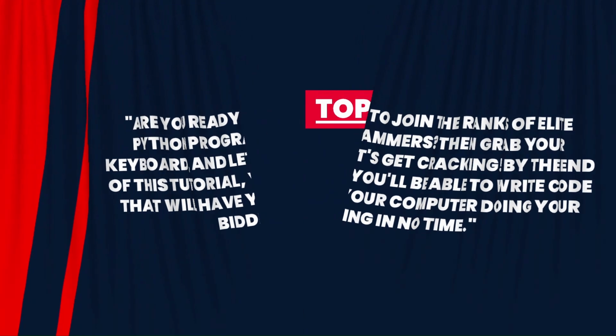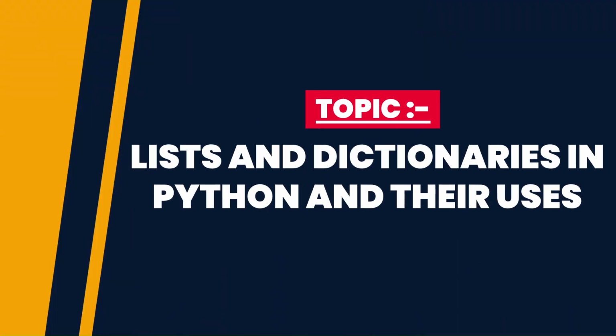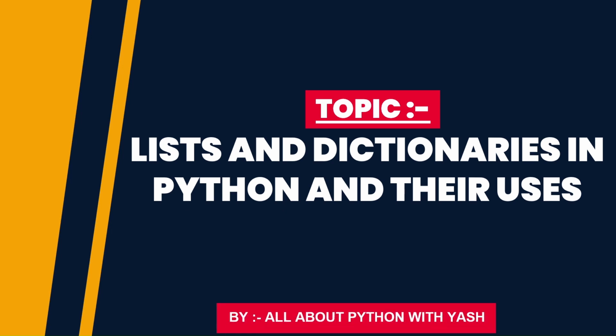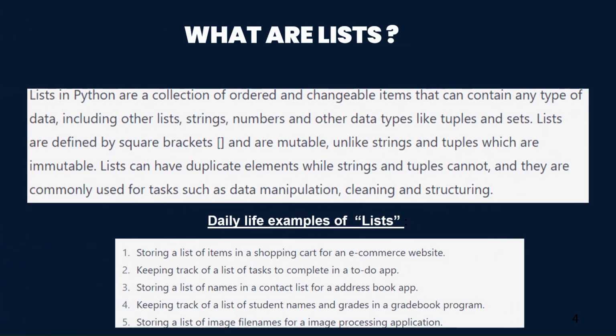So the first topic is lists and dictionaries in Python and their uses. So what are lists? Lists in Python are a collection of ordered and changeable items that can contain any type of data, including other lists, strings, numbers, and other data types also, like tuples and sets. Lists are defined by square brackets and are mutable.